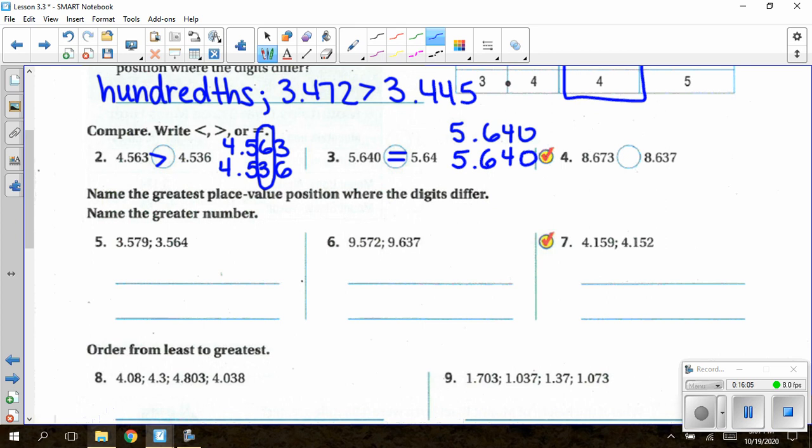And finally, for number 4, again, stack both decimals, so that way we can compare by place value. And when we do this, we see where they are first different is the hundredths position. And we do know that 7 is greater than 3, so I would have the greater than symbol. Next, for 5, 6, and 7, we need to name the greatest place value position where the digits differ, and then we also have to name the greater number. So I am going to stack my decimals.